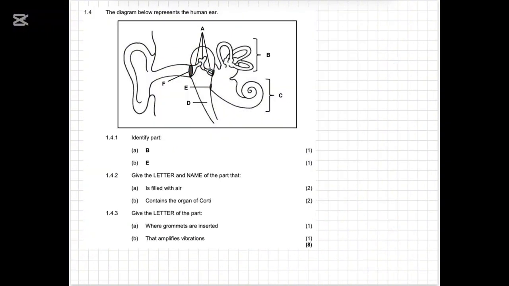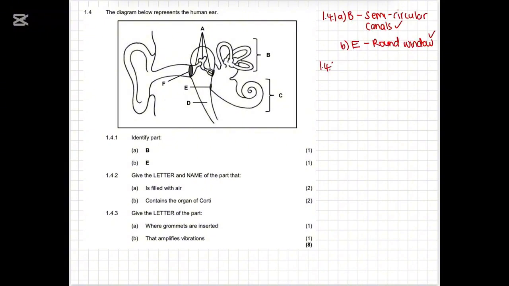Now let's look at the questions on this particular diagram. 141, it says identify part B. We've identified that as the semicircular canals. And then part E is the round window.